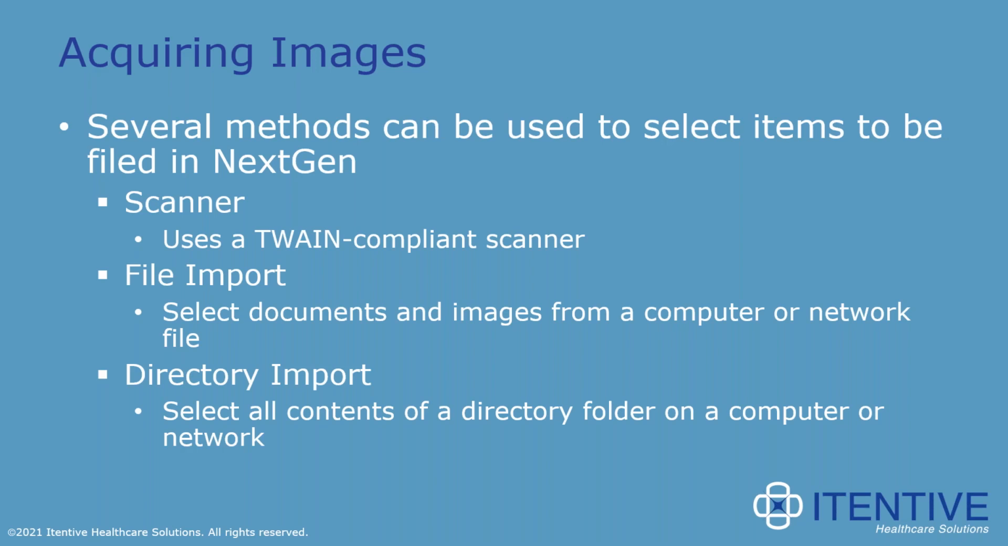And then our third option is our directory import. Again, this is pulling from a folder either physically on the computer or in a network. The difference with our directory import here is that we're pulling all contents of that directory folder. So for example, maybe things are being scanned periodically, maybe throughout the day, and then a user goes to file everything in that folder at one time. They could use a directory import.